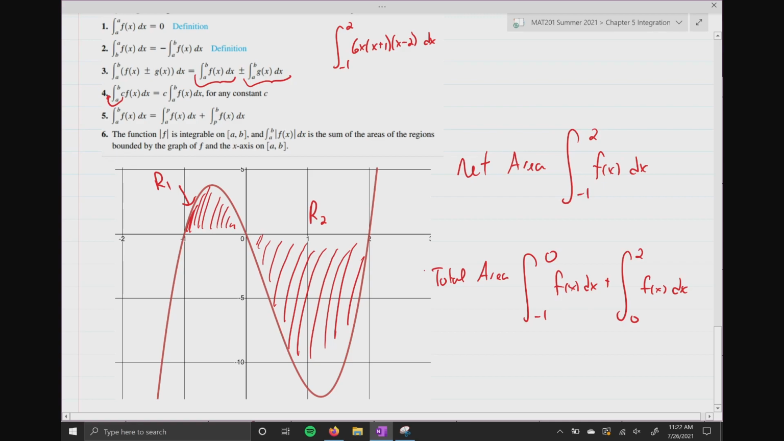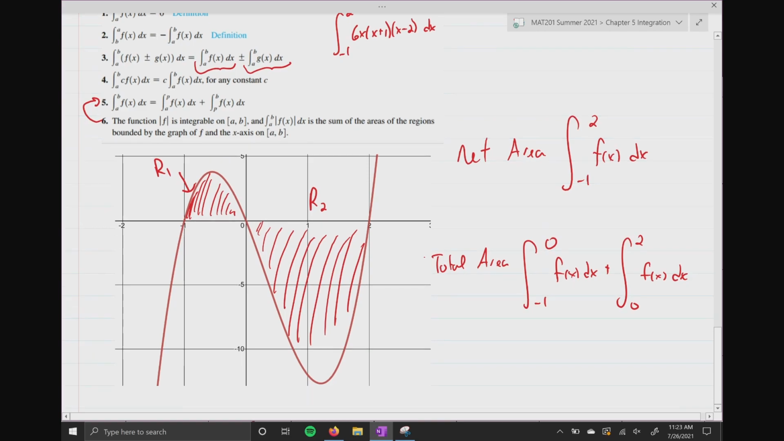It's saying if you want to find the total area, not just net area, from A to B, you can separate this into regions if you have a function that goes above and below the x-axis. Okay? And then property 6 deals with the absolute value of functions. So with that, you're going to have to just sum up the areas of the regions, which means you have to apply property 5.